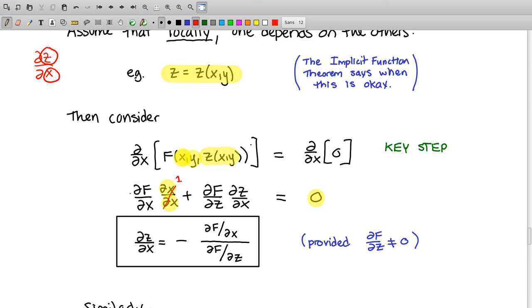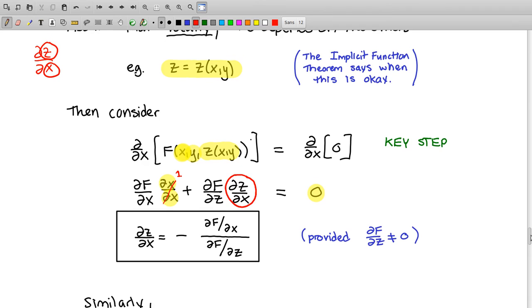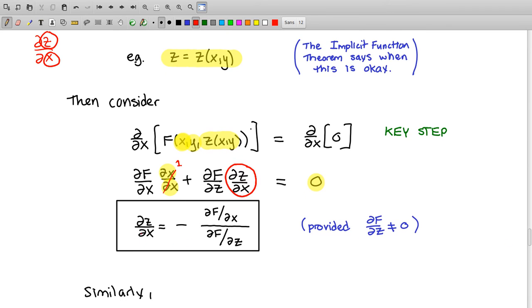Now I have an expression equaling 0 containing the very thing I'm trying to solve for. The question was, what is partial z partial x? I don't know, but if I take the x derivative of the function while assuming z depends on x, then out pops a partial z partial x term using the chain rule. I can now solve for that term, and I get negative partial f partial x over partial f partial z. A couple of caveats. This is only valid, of course, if partial f partial z does not equal 0. And we'll come back to that in a moment.